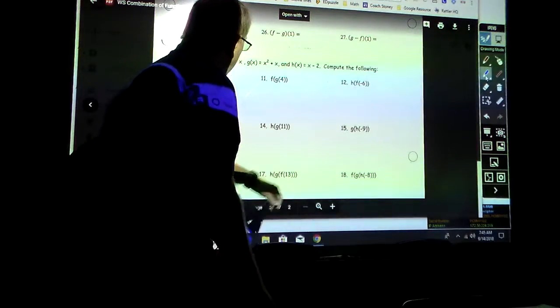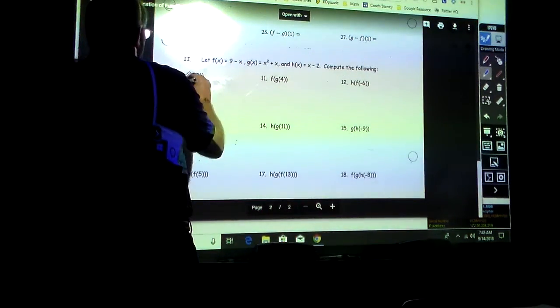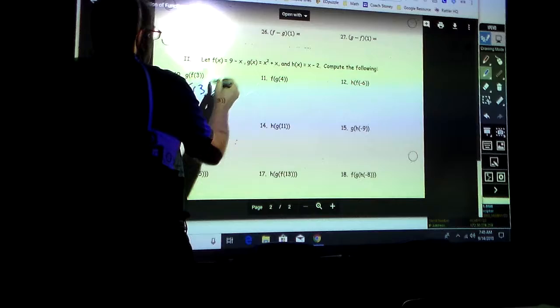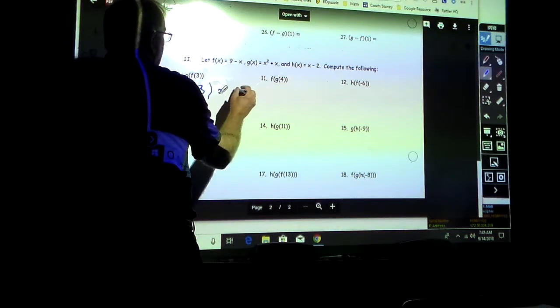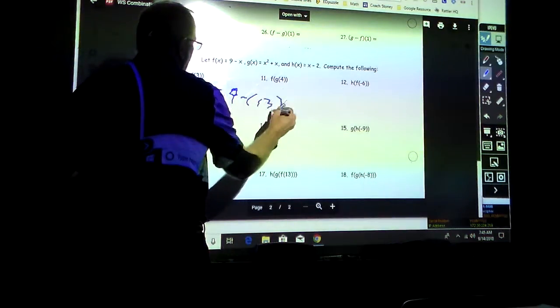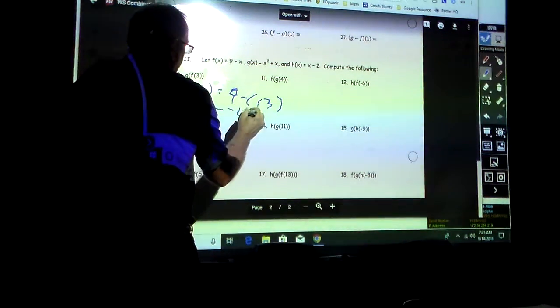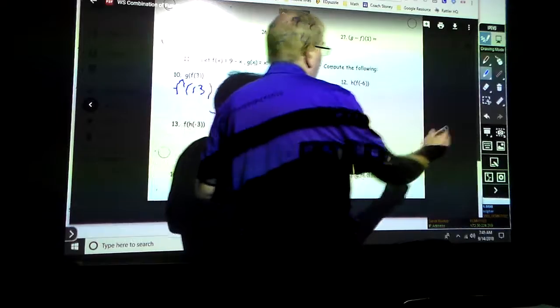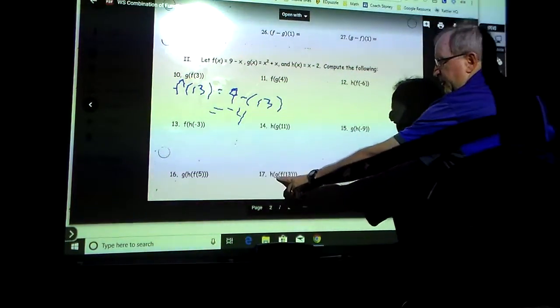So first I'm going to do F of 13. So I'm going to come up here, for space's sake, F of 13. That's this problem right here. So it is equal to 9, so 9 minus 13. Well, 9 minus 13 is what? Negative 4. So now what I'm going to do is this. What's the next letter? G.